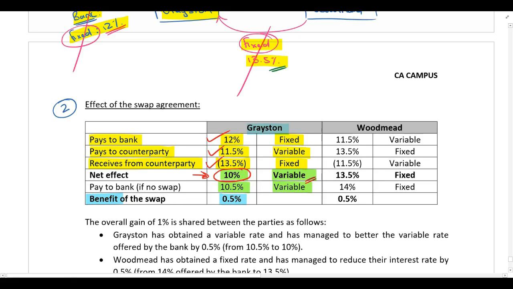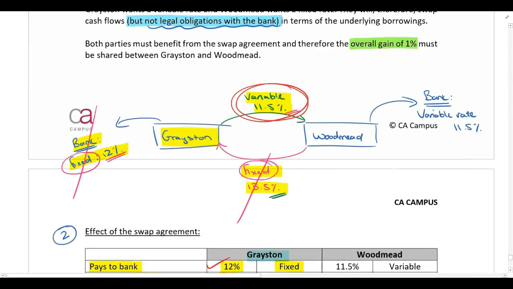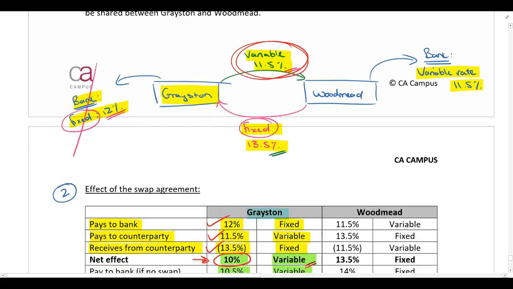So that deals with Grayston's situation. Let's now look at what happens for Woodmead. Woodmead pays their bank a variable rate of 11.5%. Include that in the table below. They pay Grayston a fixed rate of 13.5%. Include that in the table.